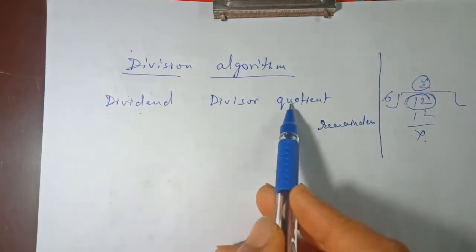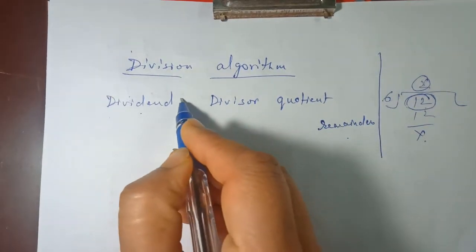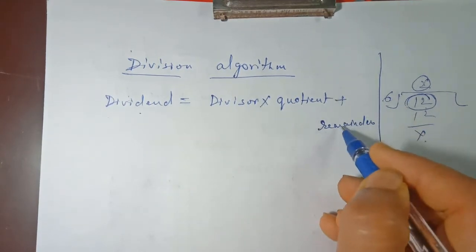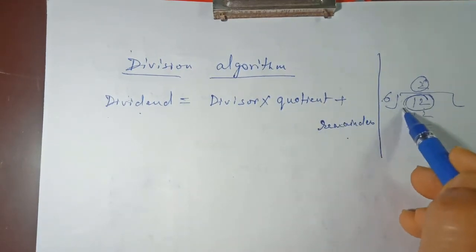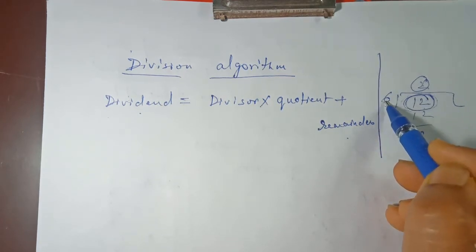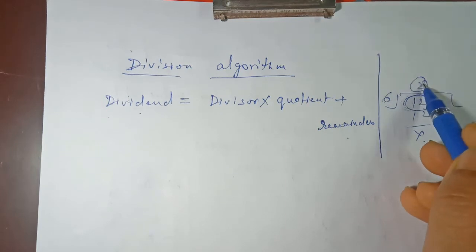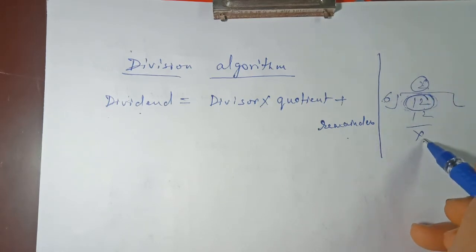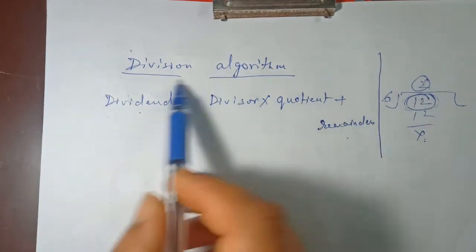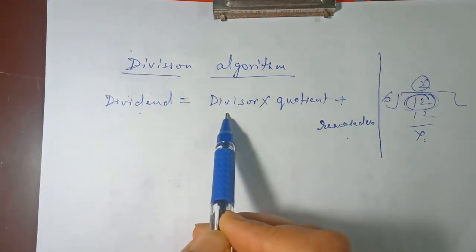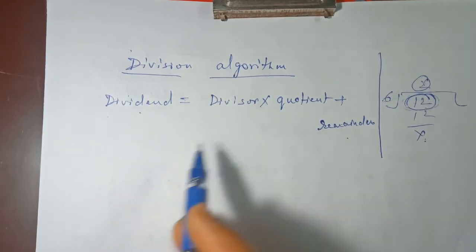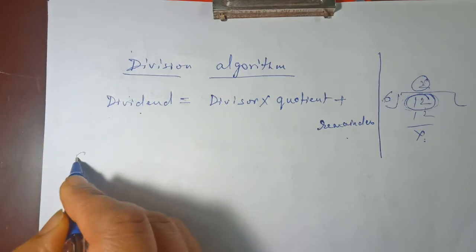So there is a relation between all the 4. What is the relation? Dividend is equal to divisor into quotient plus remainder. Dividend is the number which is written inside, divisor is the number by which we divide, quotient is the answer that we get, and remainder is the number that we obtain at the base. So this relation is called division algorithm. Now in case of polynomial, we can verify this division algorithm. So let us do that.